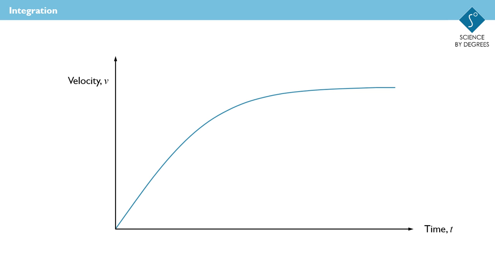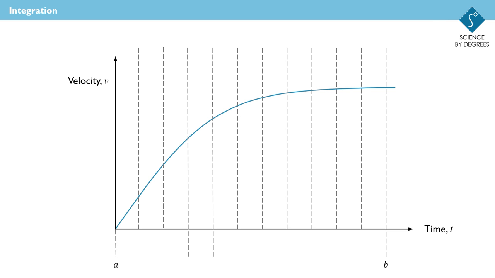So here's the velocity time graph for the falling object with air resistance, and it's most definitely not straight. Let's say we want to find the distance travelled between times A and B. To do this, we can split the graph into a series of small time intervals.